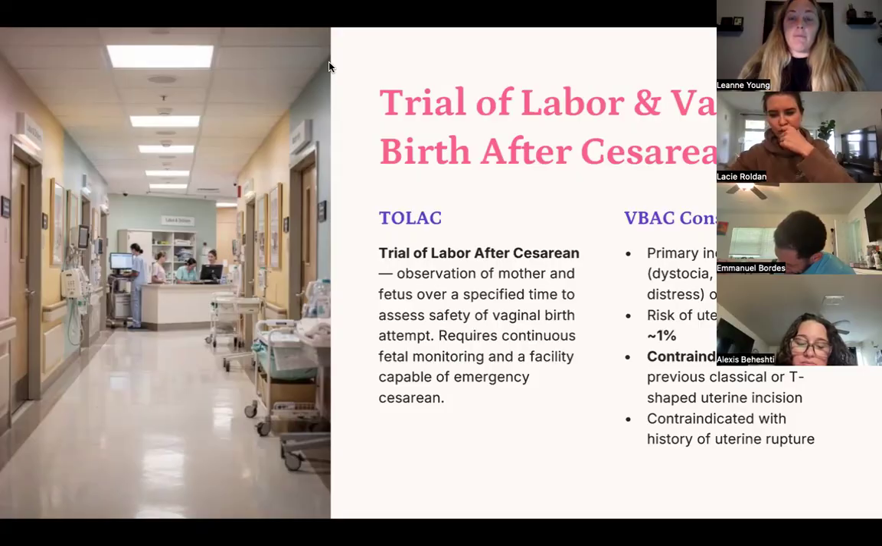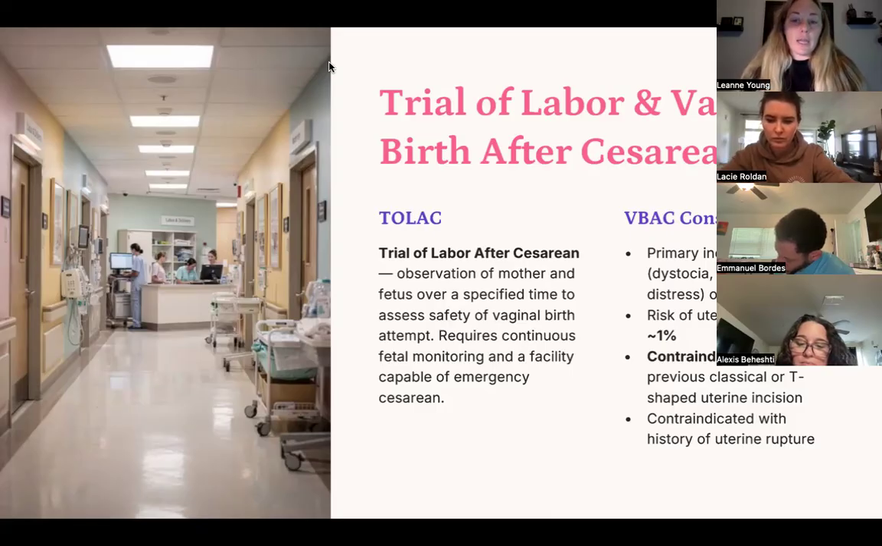Okay. VBAC considerations. Who is a candidate for a VBAC? Primary indications often do not reoccur. So, like, if mom had a C-section before because she was breech, or there was fetal distress or labor dystocia, all right. She's at a very low risk for uterine rupture with this kind of history. So this mom would be a candidate to try a VBAC.